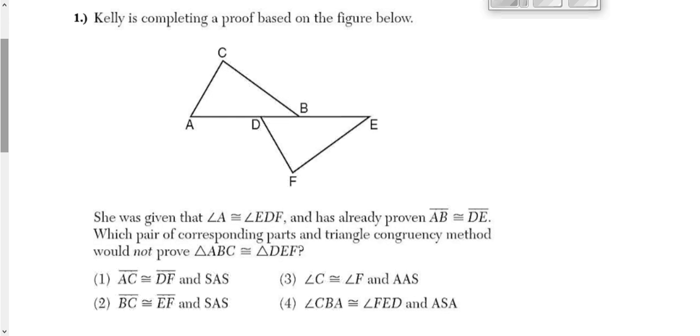So we'll do angle A congruent to EDF. See why they have to use 3 letters? That way you know it's this angle here. EDF. Vertex in the middle of the name. And she proved that AB is congruent to DE. So AB to DE. I think it is number 2. Number 2.